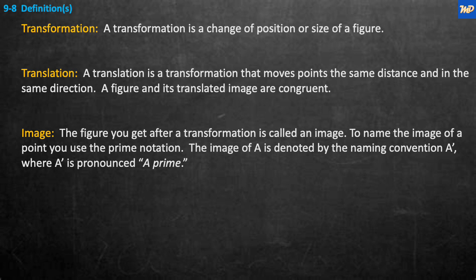To name the image of a point, you use the prime notation. The image of A is denoted by the naming convention A', where A apostrophe is pronounced A prime.